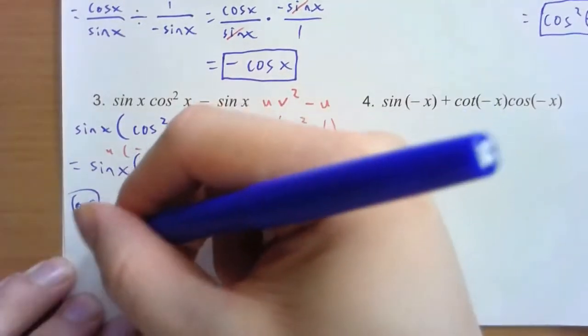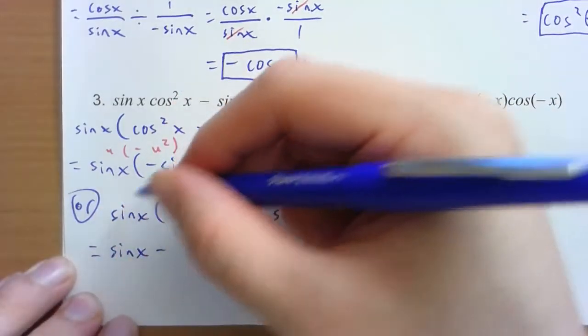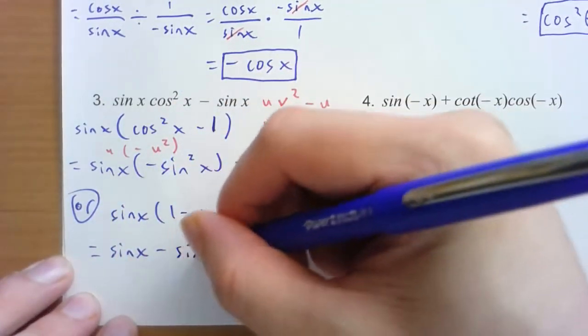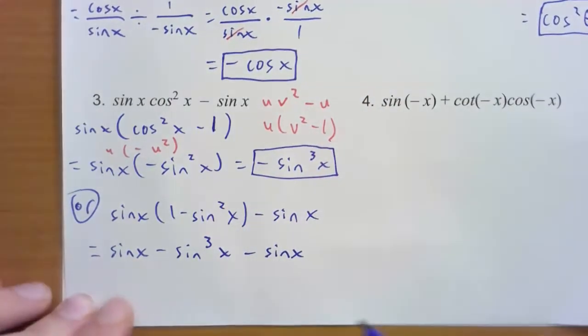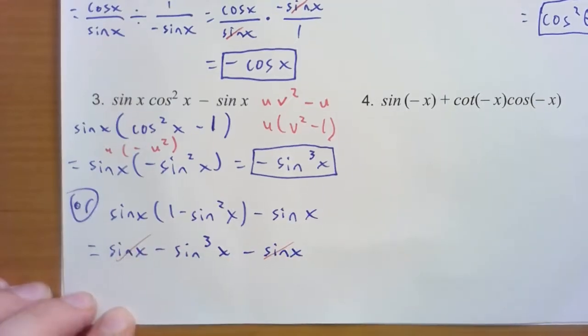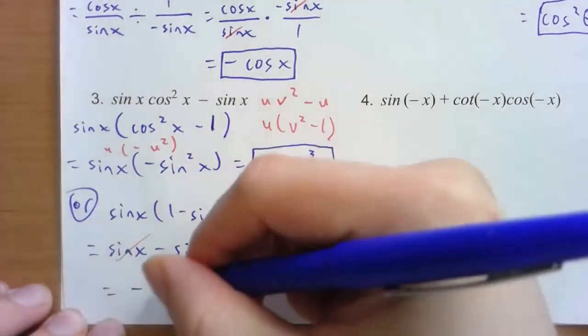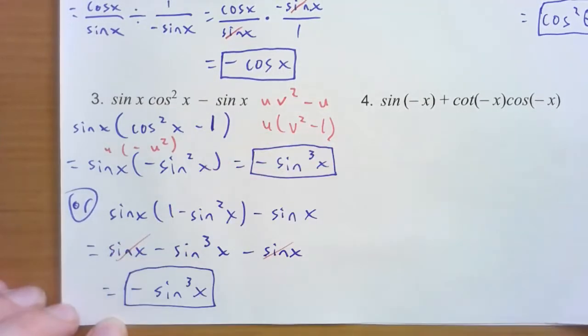So if I distribute this, I'll have sine x, and then sine times sine squared gives me sine cubed. And then I've got this minus sine x here. Well, then take a look at this. You've got sine minus sine. Those cancel out. And so we get the same thing, negative sine cubed x. Same answer, because math works.